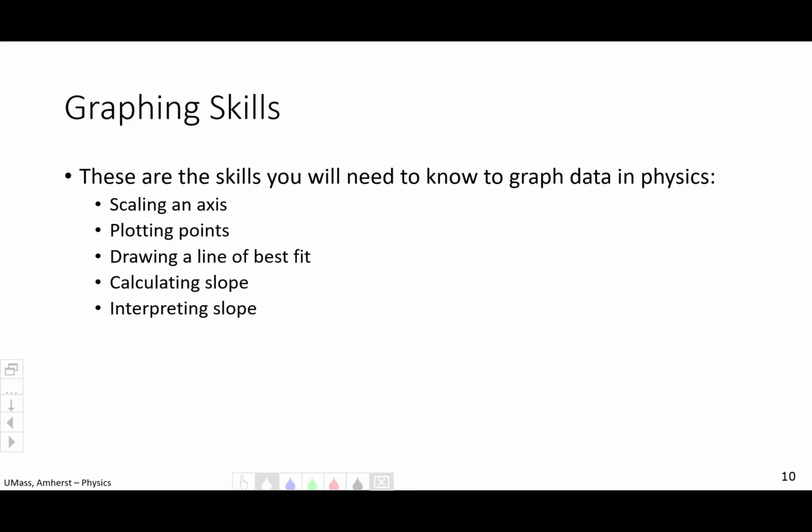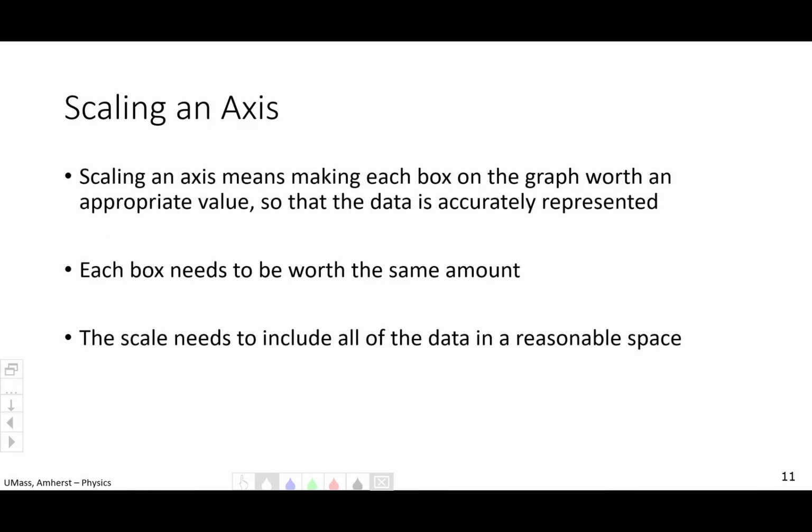So the skills you need to know to graph data in physics are scaling an axis, plotting points, drawing a line of best fit, calculating slope, and interpreting slope. Let's go through those one by one, and we'll talk through best practices for doing this yourself when you are making your graphs. Scaling an axis is the first skill we need to learn.